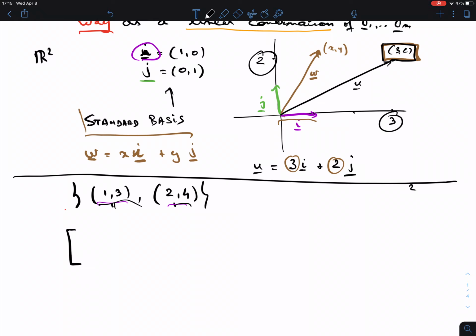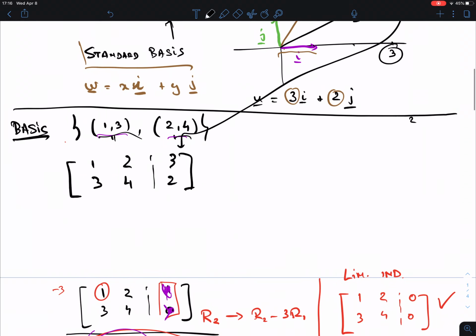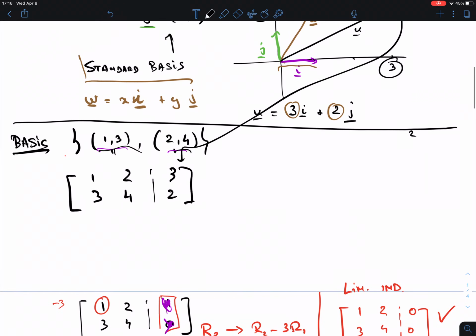So the way that we did this, remember, we put these vectors as columns, and then the augmented column is this (3, 2), right? So I'm giving an example. I know that this is a basis, and this means in particular that I can write this particular vector u as a linear combination of this basis. So I want to know what that linear combination is. So what I do is solve this system of equations, which we know how to do.